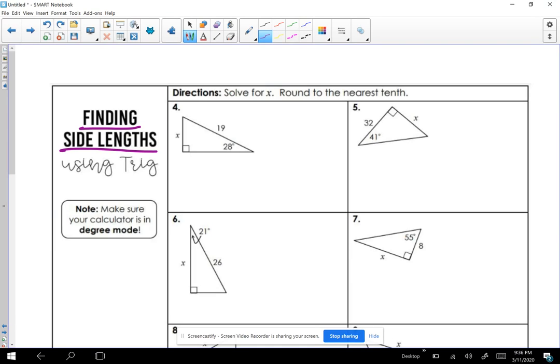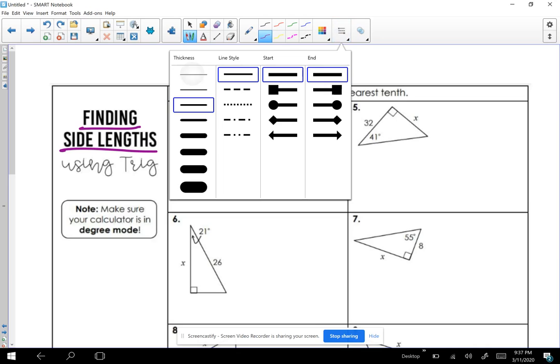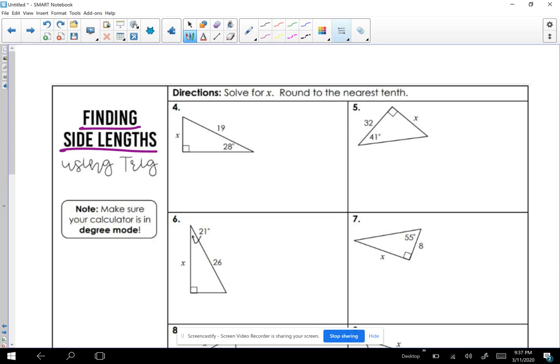So you'll see the directions say solve for x and round to the nearest tenth. So we always want to round to the first decimal place, round to the nearest tenth. So in order to find our missing sides, we want to first start by labeling the triangle based on the angle that we're given. If you look at number 4, which is the first example here, 28 degrees is the angle that we're given. We want to label all the sides based on this 28 degrees.